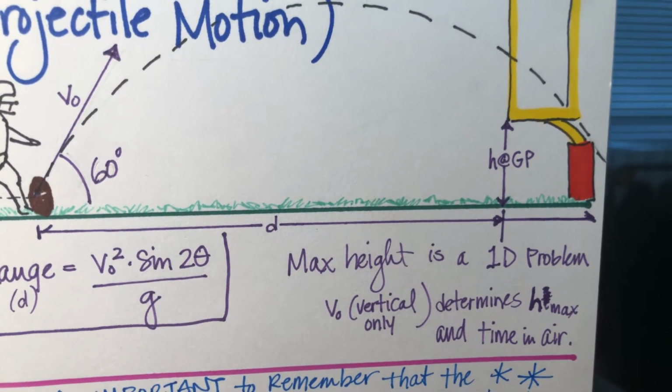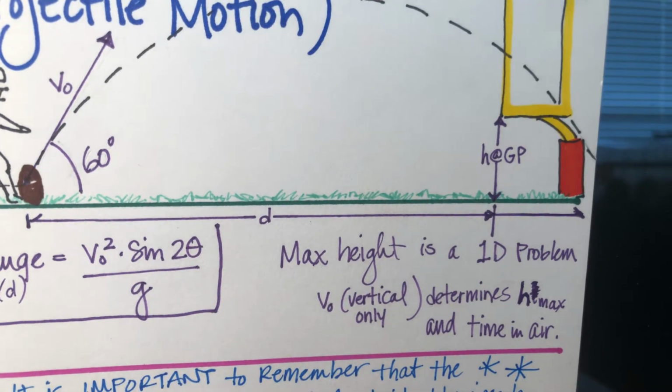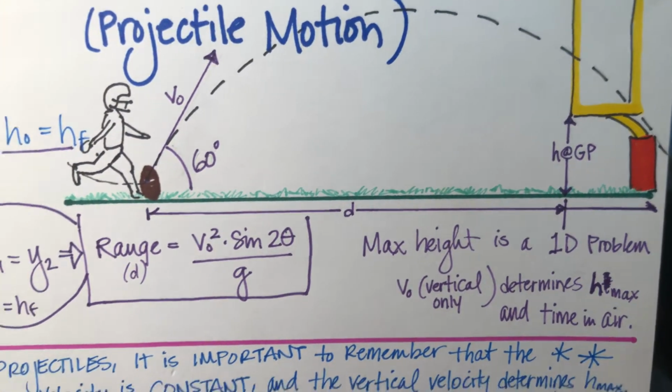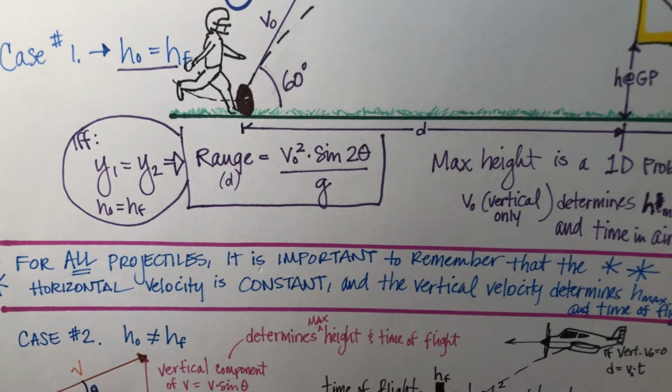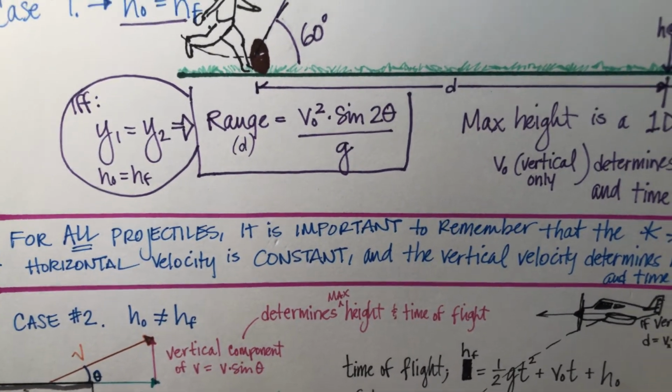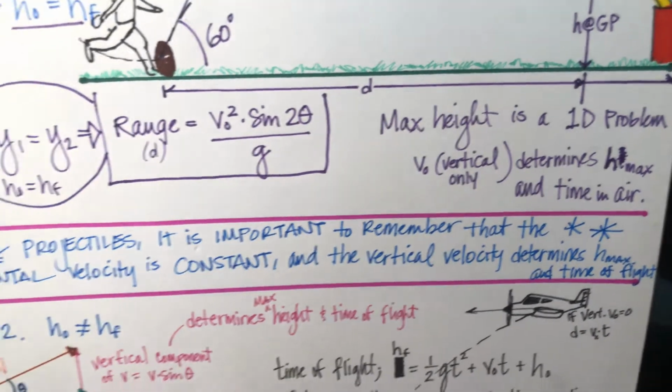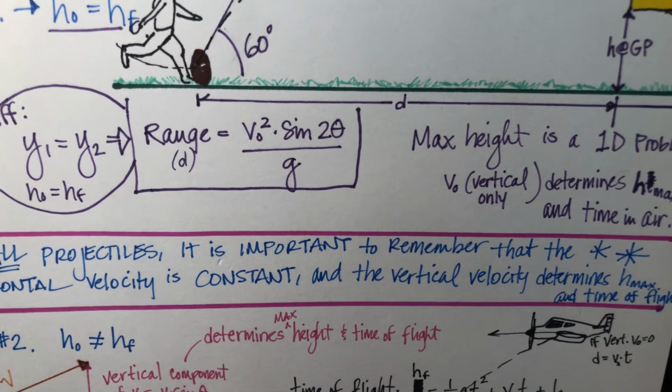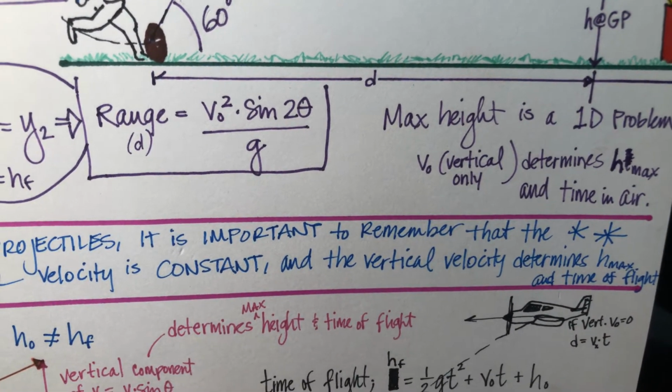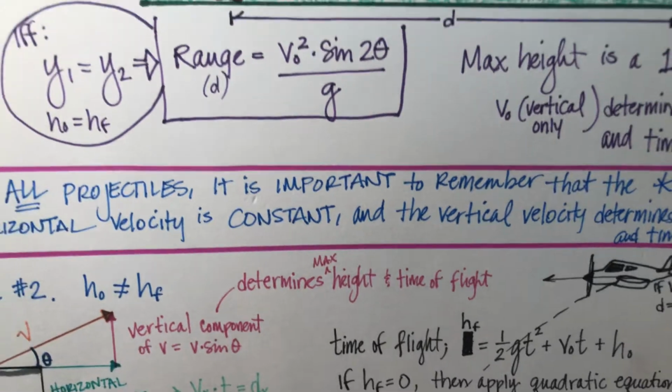Maximum height is a one-dimensional problem. Vertical v initial only determines height max and the time in the air. Now, for all projectiles, it's super important to remember that the horizontal velocity is constant and the vertical velocity determines the height max and the time of flight.